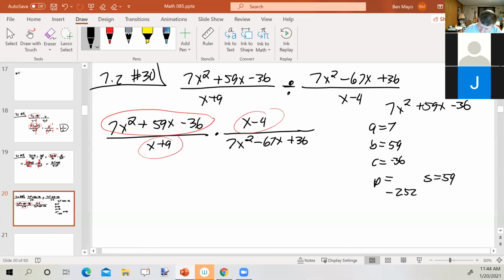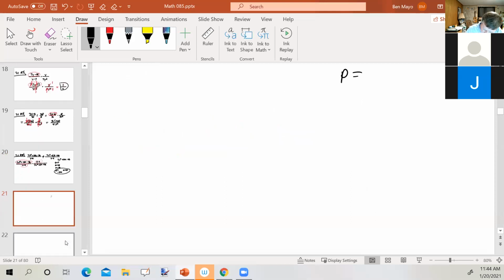Wow, let's take this and go on to the next page, because we're going to need more room here. So the product is negative 252 and the sum is 59. Well, let's see. How about 252 and negative 1? That would give me a sum of 251. Well, 252 is even. Half of that would be what?